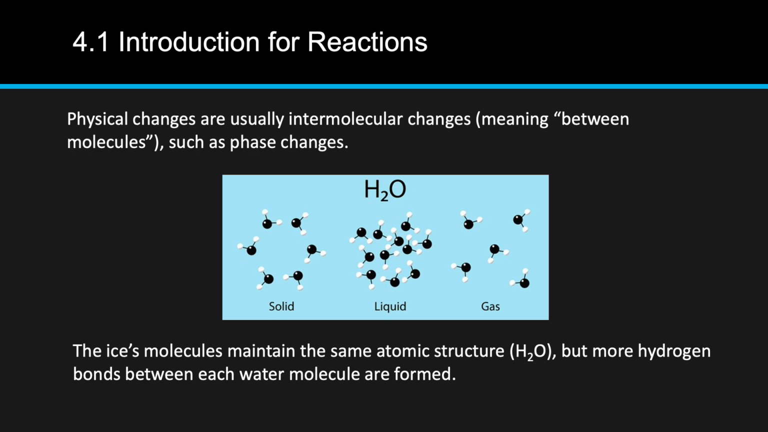And then when water turns into vapor, almost all of those intermolecular bonds are broken. So even though the state and the spacing of the molecules change, the chemical structure of each water molecule does not, which is why this is a physical change.